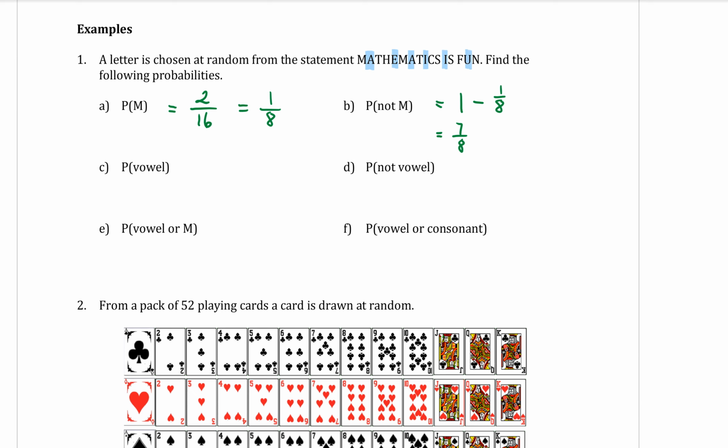Yes. How did you get 7 from 1 minus? So 1 is the same as 8 over 8. Yeah. And then 8 minus 1 makes 7 over 8. Or you can just type the whole thing in your calculator.